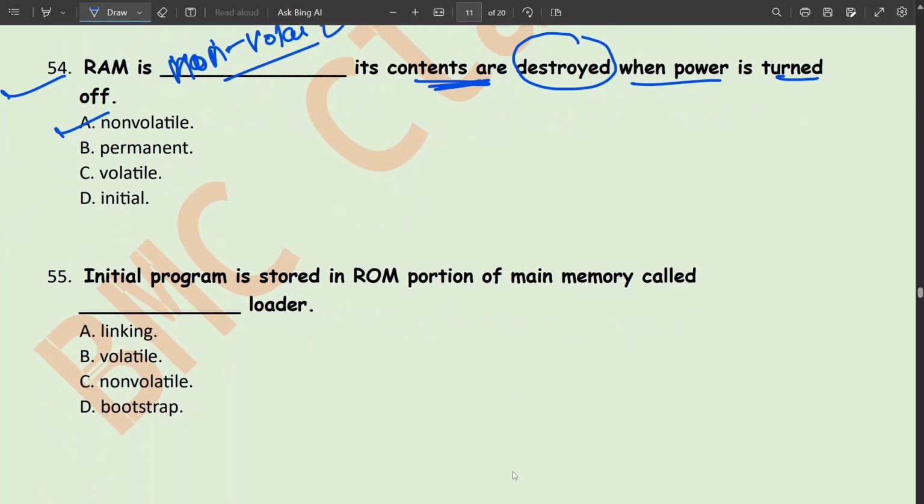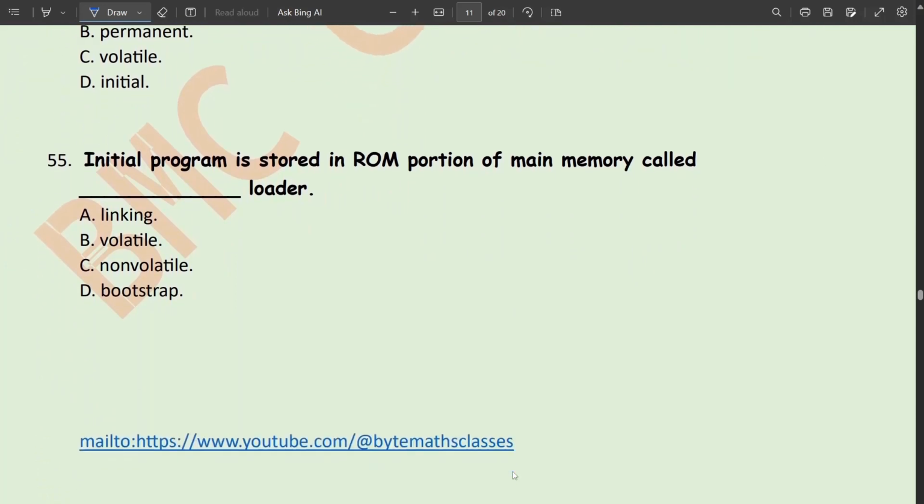Next, initial program is stored in ROM portion of main memory called what? Main memory loader. So the answer will be option number D, bootstrap.